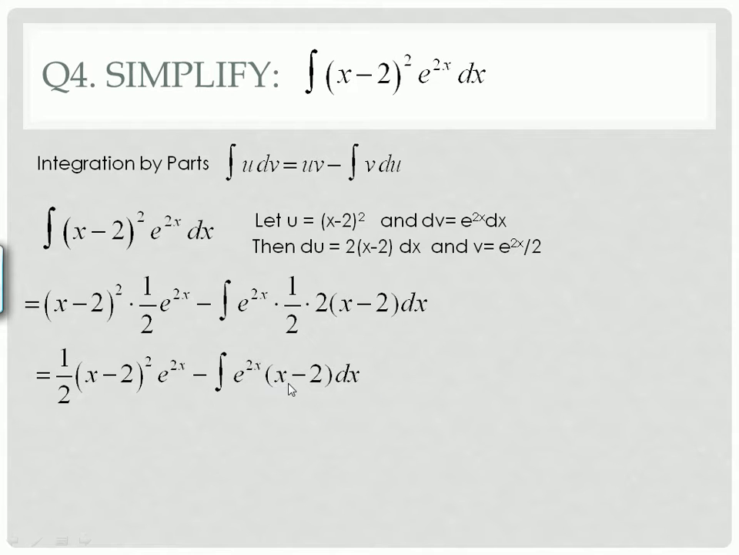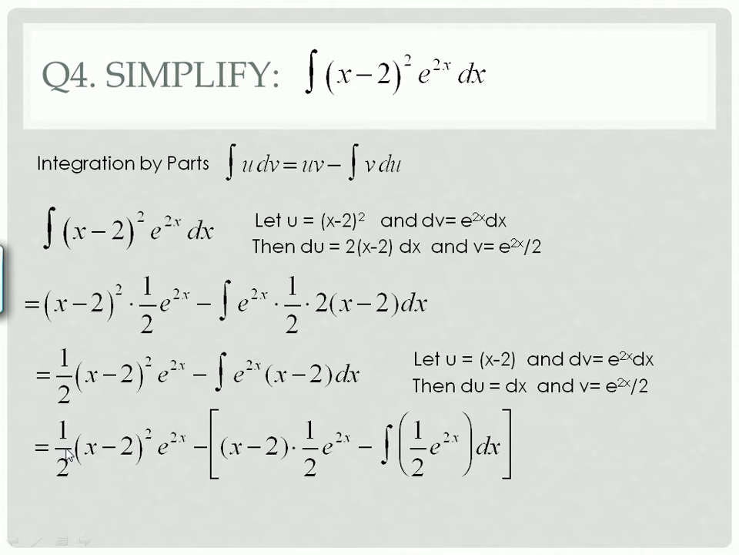And I'm going to integrate by parts again. This time my u is x minus 2, and my dv is still e to the 2x dx. So if u is x minus 2, then du is just dx because the derivative of x is 1. And my first term will carry along. I'm going to factor out the negative. So I get my uv minus the integral of v du: (x minus 2) times 1/2 e to the 2x minus the integral of 1/2 e to the 2x dx.